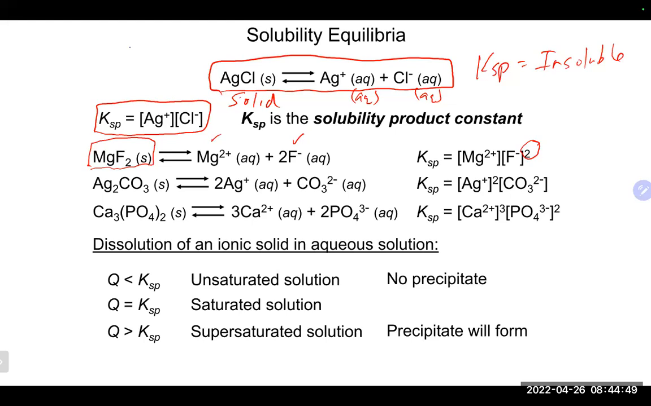And same thing here, silver carbonate, we've got a couple of silvers. So once again, we want to make sure that we don't forget to take that into account. And calcium phosphate, 3 calciums, 2 phosphates. Again, taking those into account when we write our Ksp expressions. Also, because these guys are typically for things that are insoluble, would you expect the Ksp values to be large values or small values?